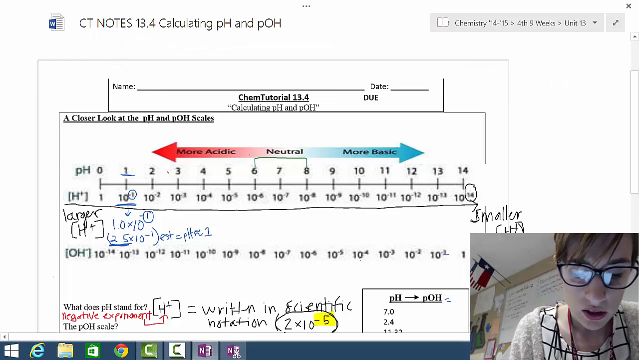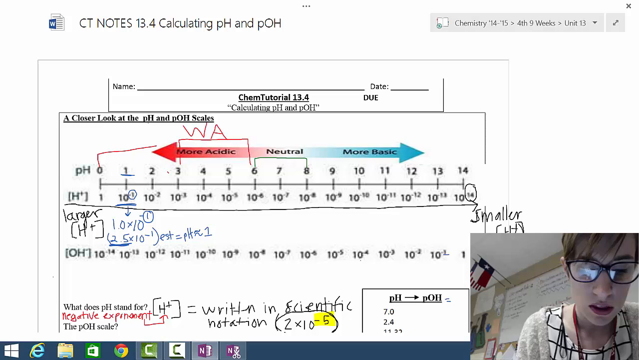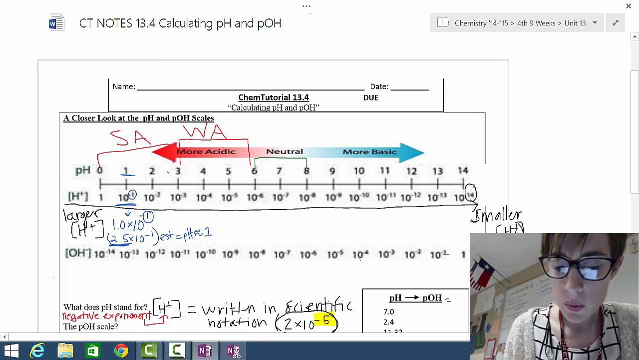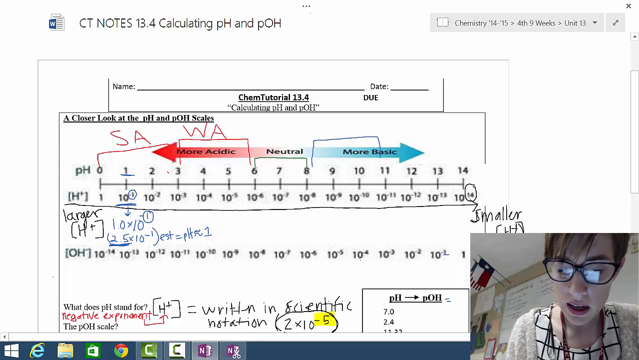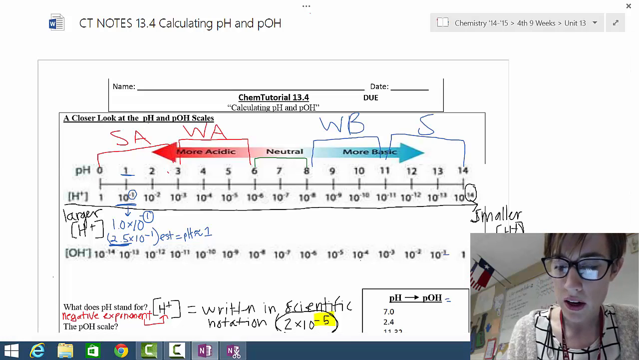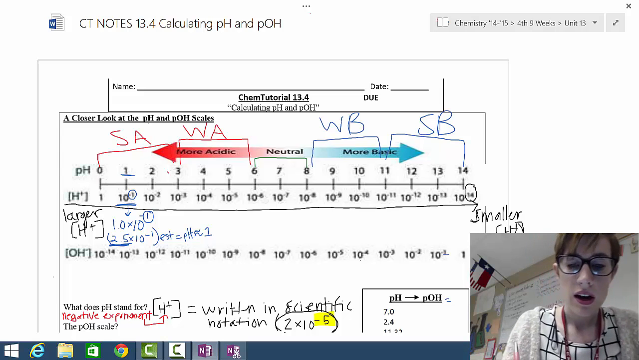And so weak acids are going to be anything between 3 and 6. That's going to be a weak acid. Anything between 0 and 3 will be our strong acids. Bases, we're going to split up the same way into strong and weak. Weak bases are going to be between 8 and 11. And then strong bases are going to be found between 11 and 14. So we're going to use those numbers.